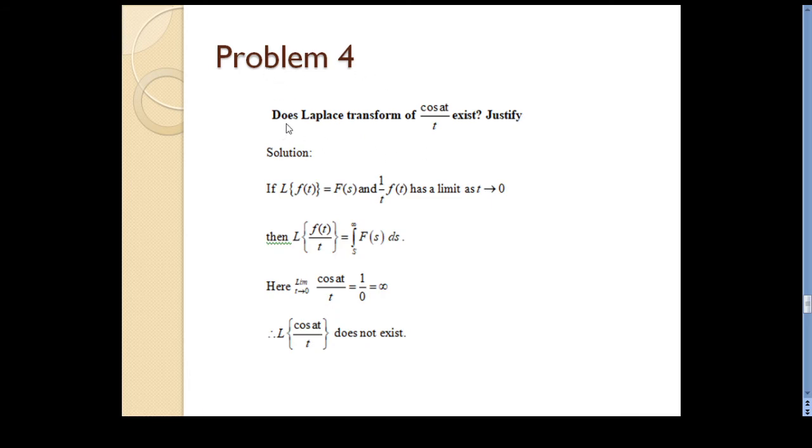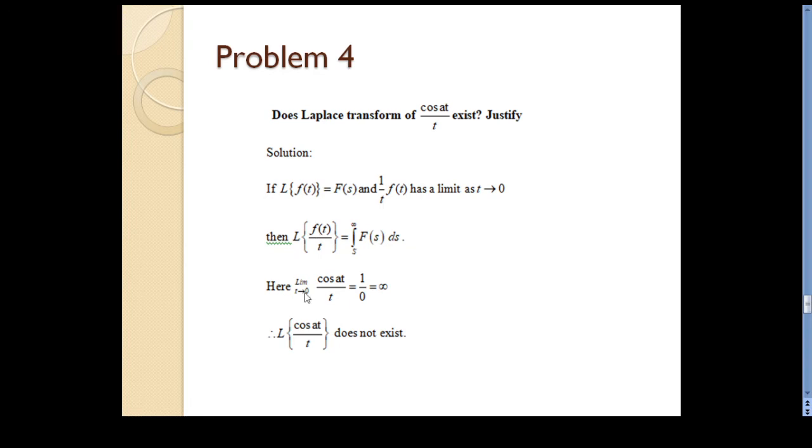Problem 4. Does a Laplace transform of cos at divided by t exist? Justify the answer. So now, if L of f of t equal to capital F of s, and 1 by t f of t has a limit as t tends to 0, then by using this condition, L of f of t by t equals integral from s to infinity of capital F of s ds.